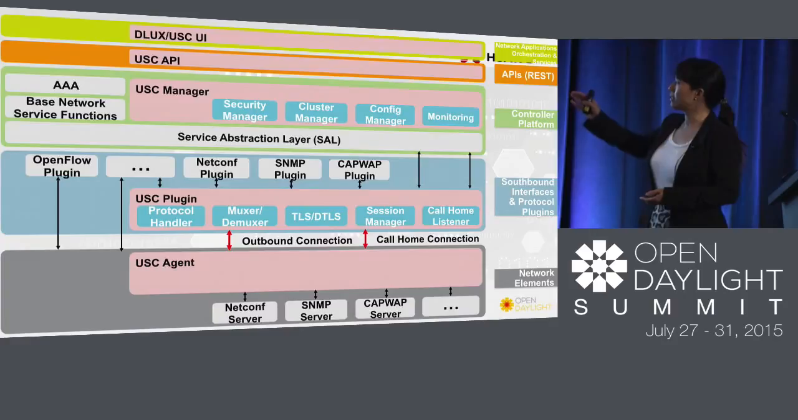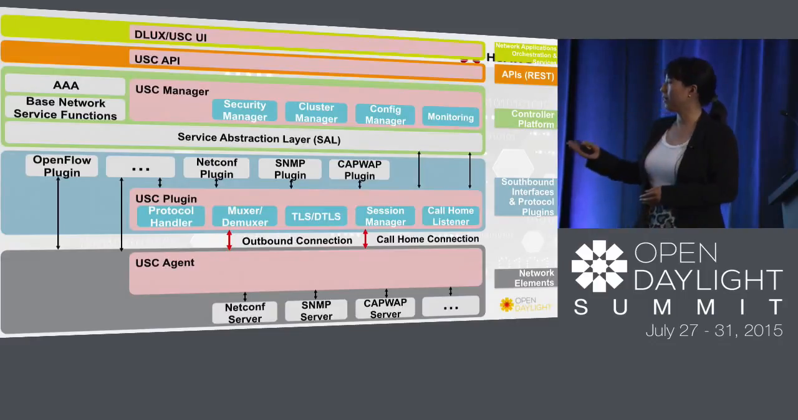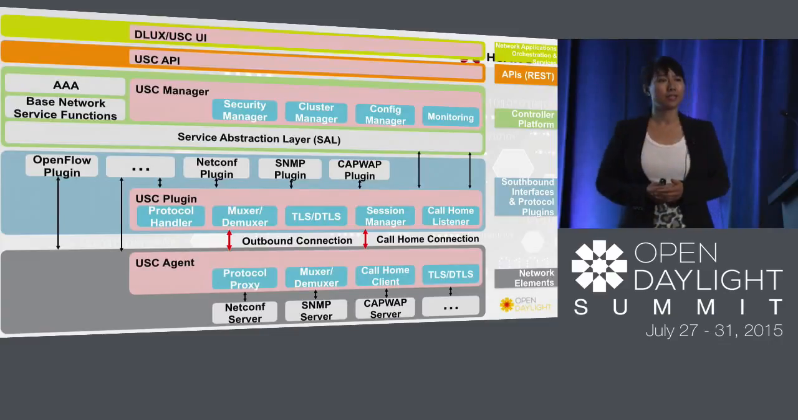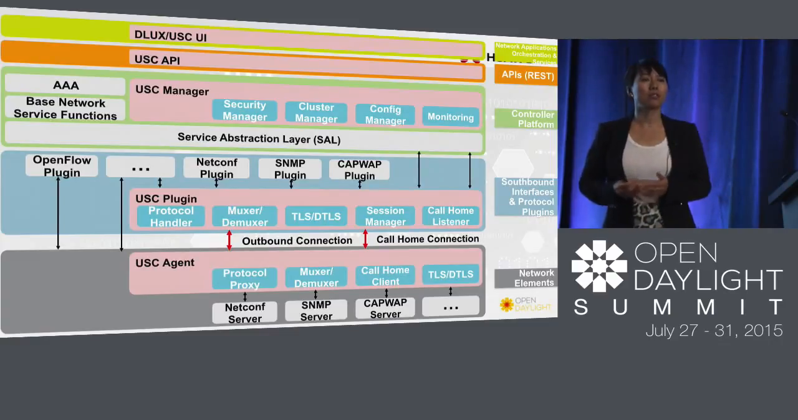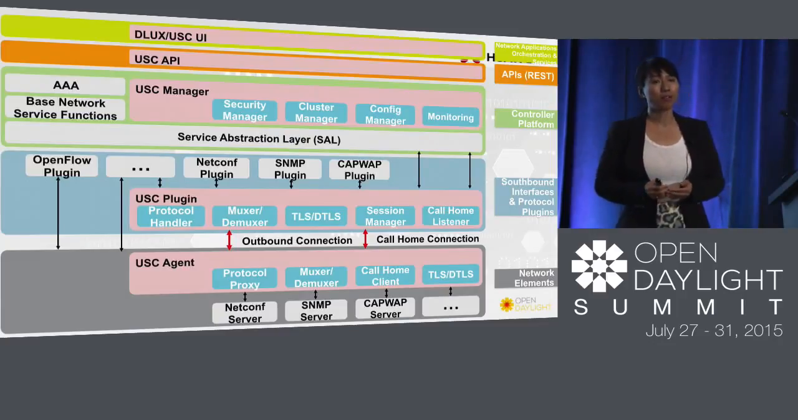And the call home listener, which is responsible for keeping two connections. One is the call home connection, one is the outbound connection with the agent. So the agent will sit on the device side. Also, it could be at the IoT gateway. They communicate with the plugin. It also provides the protocol proxy.